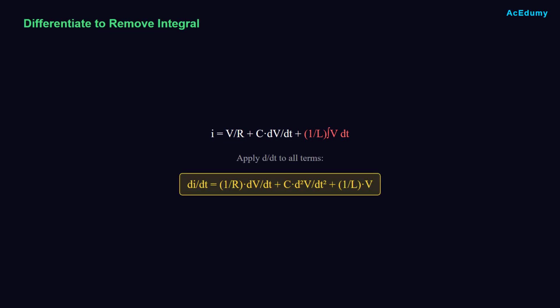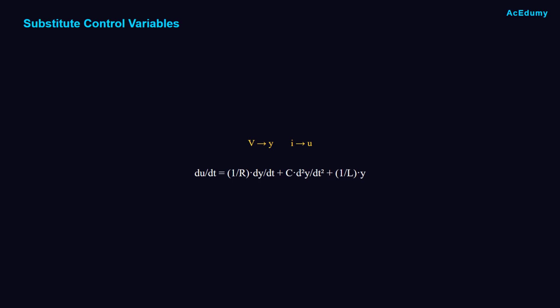The solution is to differentiate the entire equation with respect to time. When we differentiate an integral, they cancel out. Applying the derivative, dI over dt equals 1 over R times dV over dt plus C times d squared V over dt squared plus 1 over L times V. Now we substitute our control variables. Replace V with Y for output and I with U for input. This gives us dU over dt equals 1 over R times dY over dt plus C times d squared Y over dt squared plus 1 over L times Y.